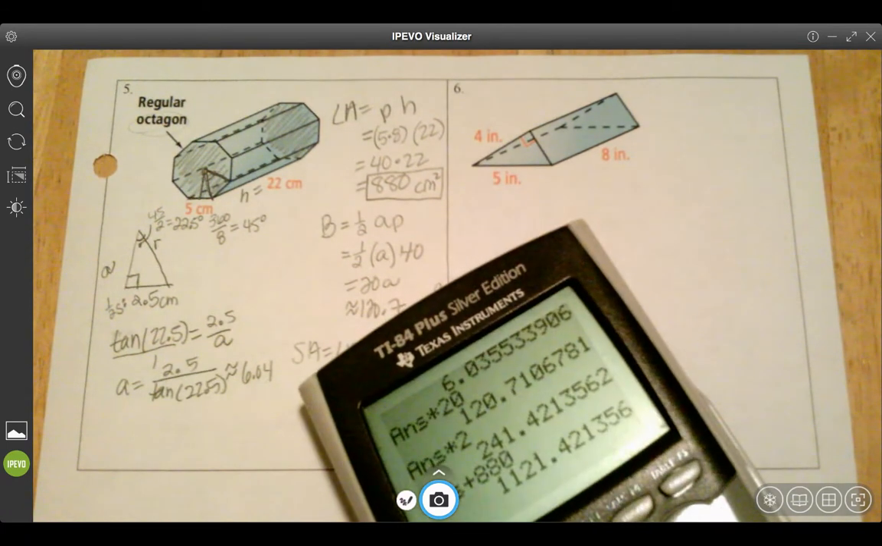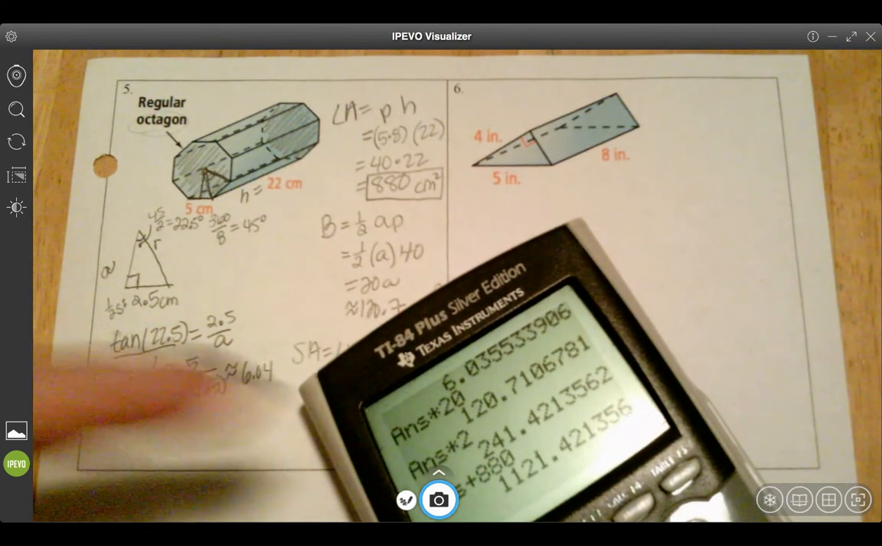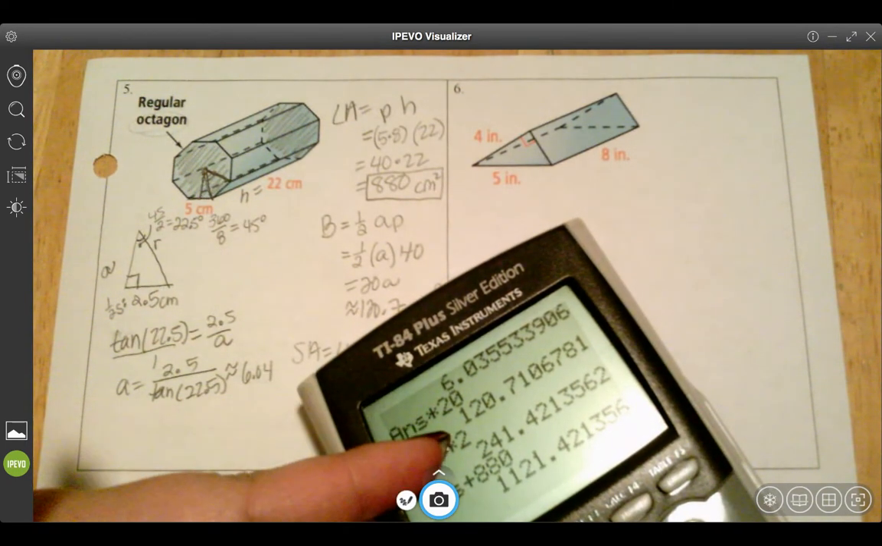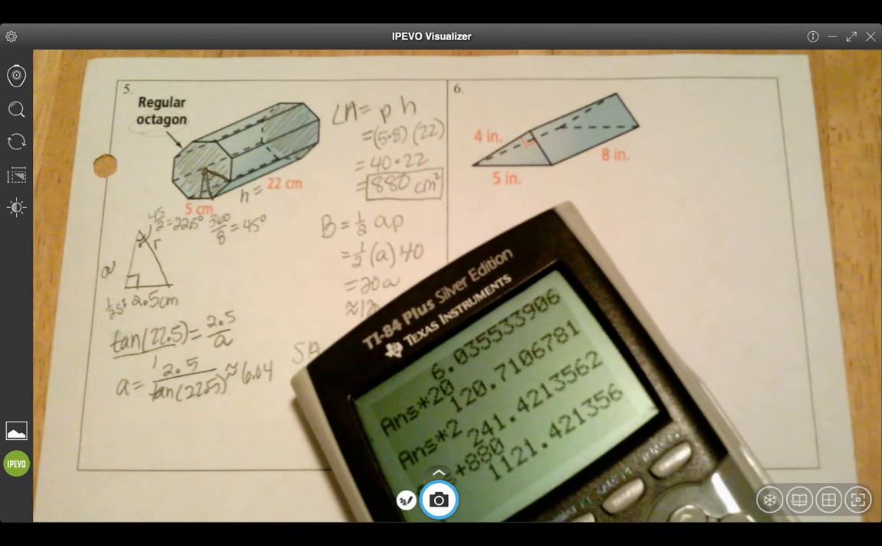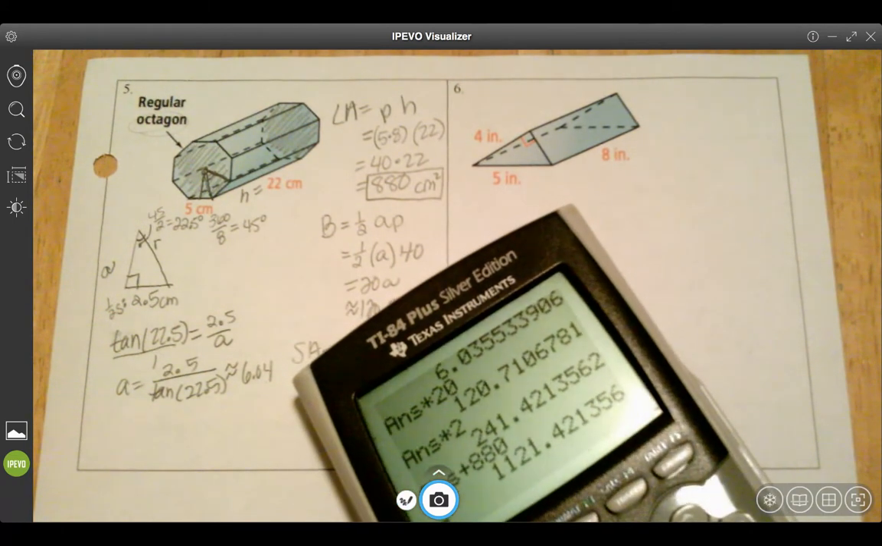Now, the very last step is to round. If I rounded at the beginning, if I rounded here, and then I rounded here, and then I round here again, by the time I get to the end, I could have a very different answer. It could be off by a whole point or two. And we want to get as close to exact as possible. So try not to round until the very end.